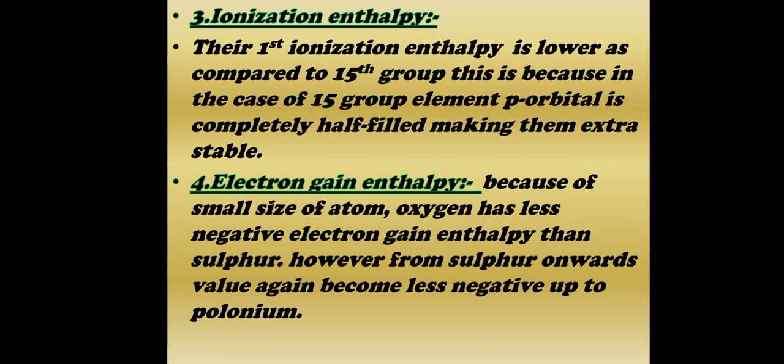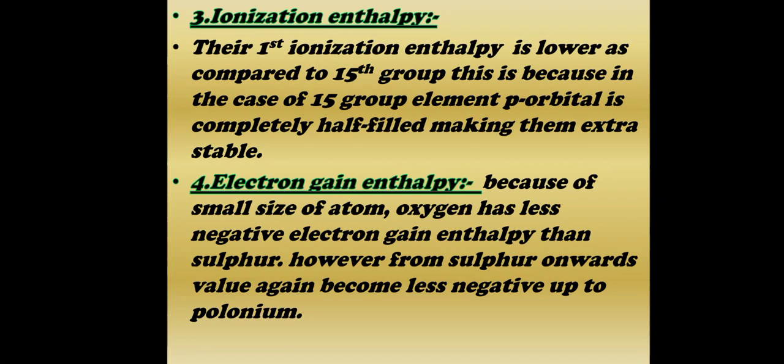But in this case, we are having ns2 np4. That means the ionization enthalpy will be lower. But if we talk about the second ionization enthalpy, that means after removing the first electron, the case becomes reverse. The second ionization enthalpy of 16th group elements becomes higher as compared to 15th group elements.